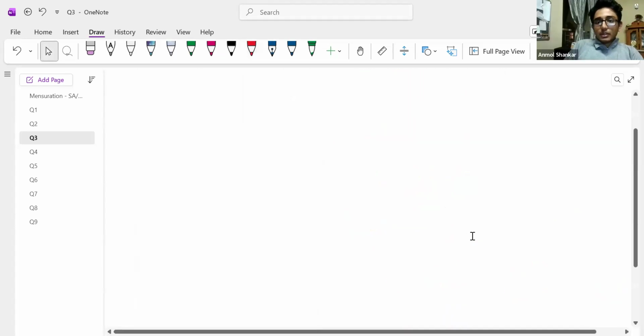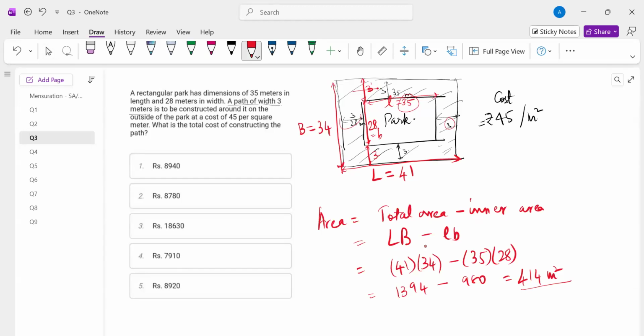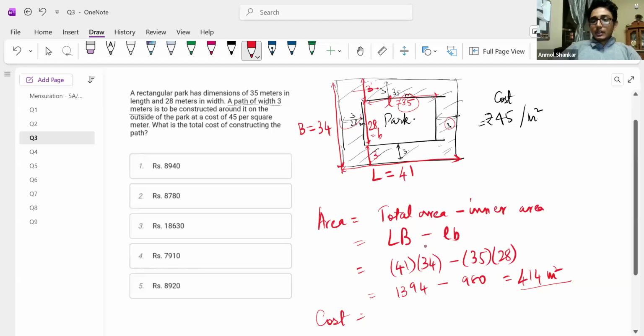Next step, just one step. 414 into 45, sir. Correct. For the cost, you have to multiply this area with the per meter square cost. Right? So rupees 45 per meter square into 414 meter square. That's all.